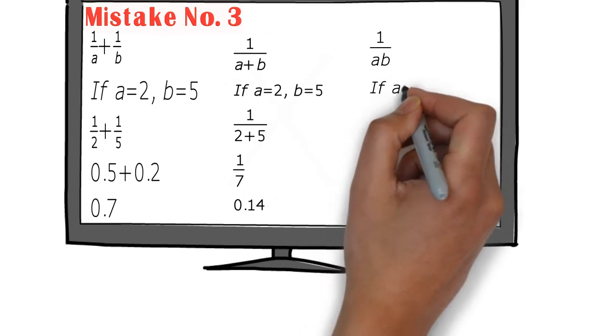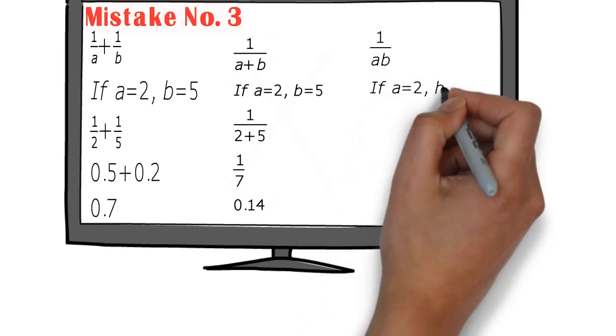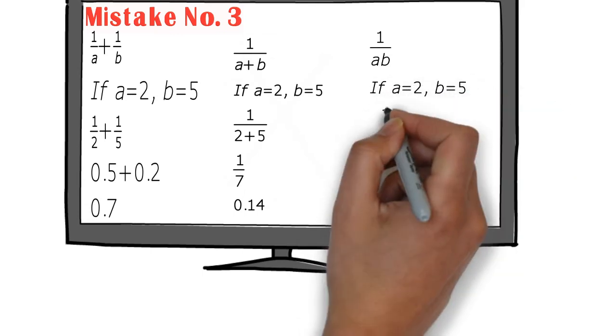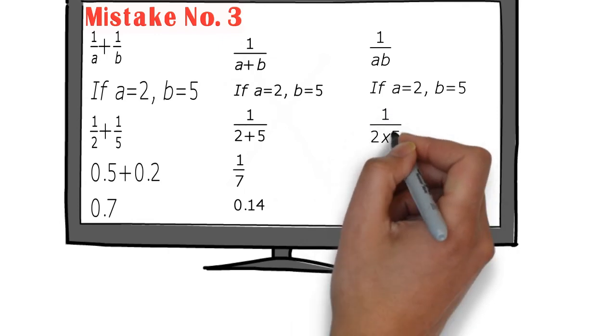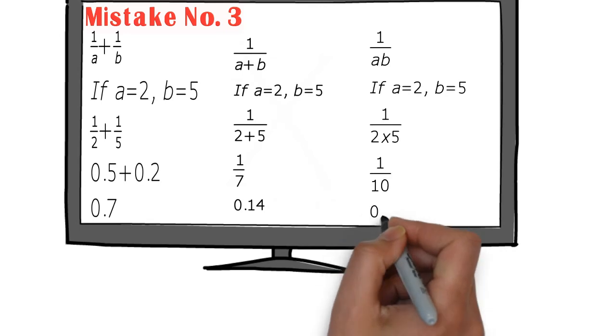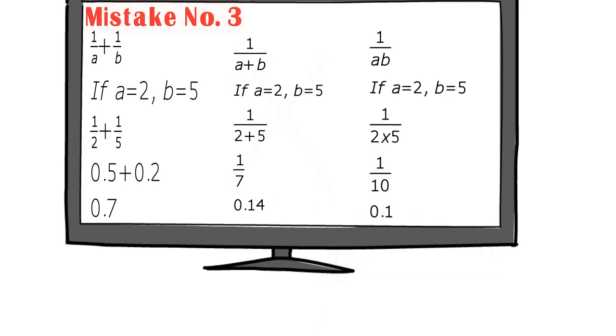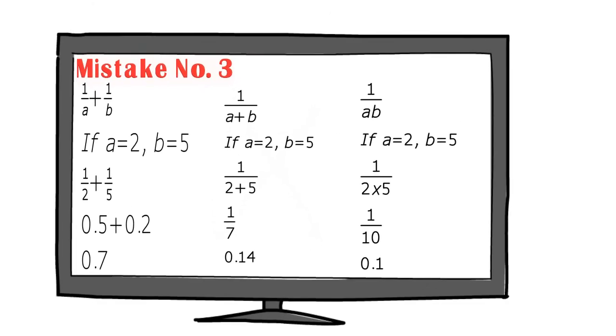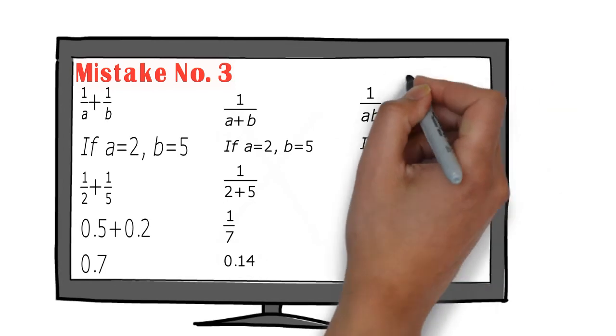Now let's take the third expression of 1 over ab. Using the same substitution, that will be 1 over 2 times 5, which is 1 over 10, and that gives 0.1. 0.14 and 0.1 are different from 0.7. So we see that this is incorrect.